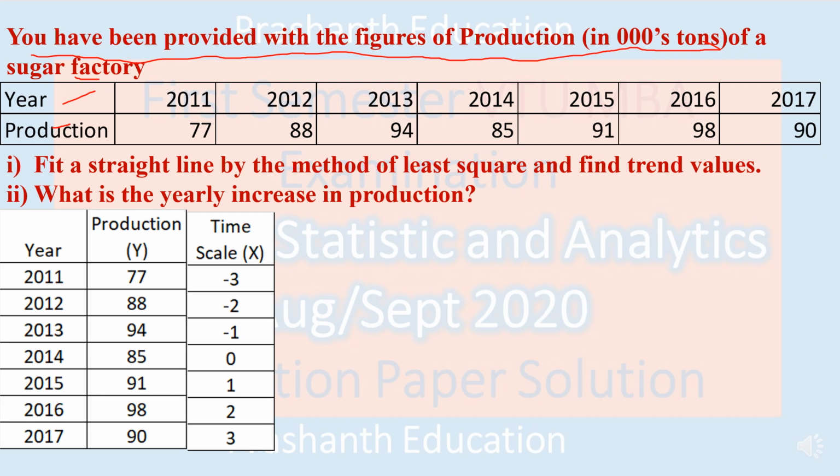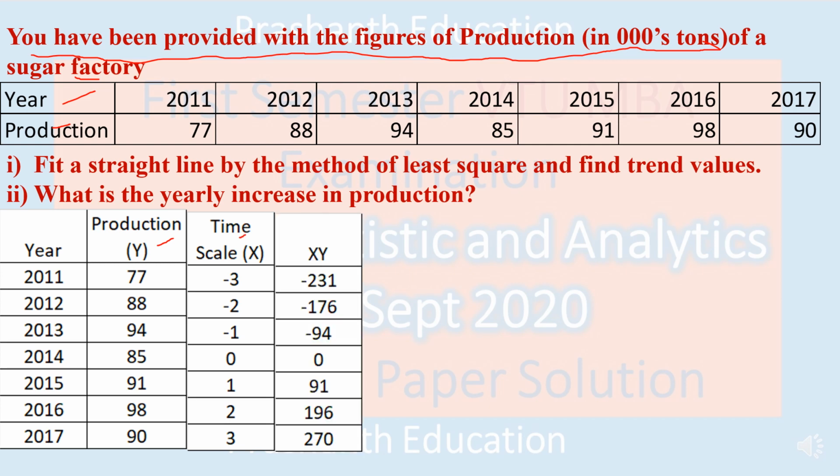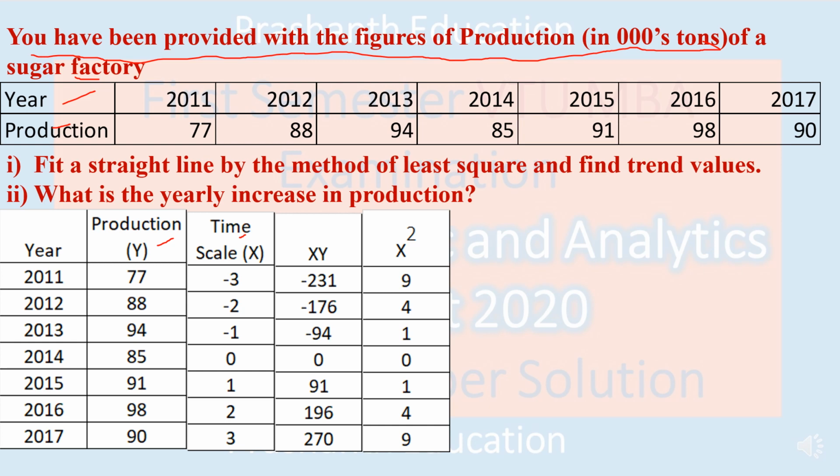Now what I will do, I will take these two values and multiply them. So 77 into minus 3, 88 into minus 2, 94 into 1, 85 into 0. Similarly, x square, I will square this. So xy, x square, and then I need these values. These three, total this up, total this up, total this up. So these values I have got.